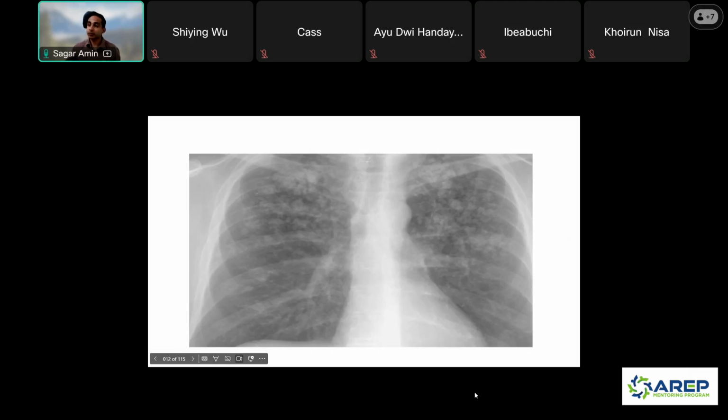Next case is this. So this is pretty unique. So we have an X-ray coned in on the mid to upper lobes. You'll notice that abnormality is up here. It looks like I would describe it as cloud-like hyperdense opacities. So there's hyperdense opacities in the upper lobes, kind of cloud-like.